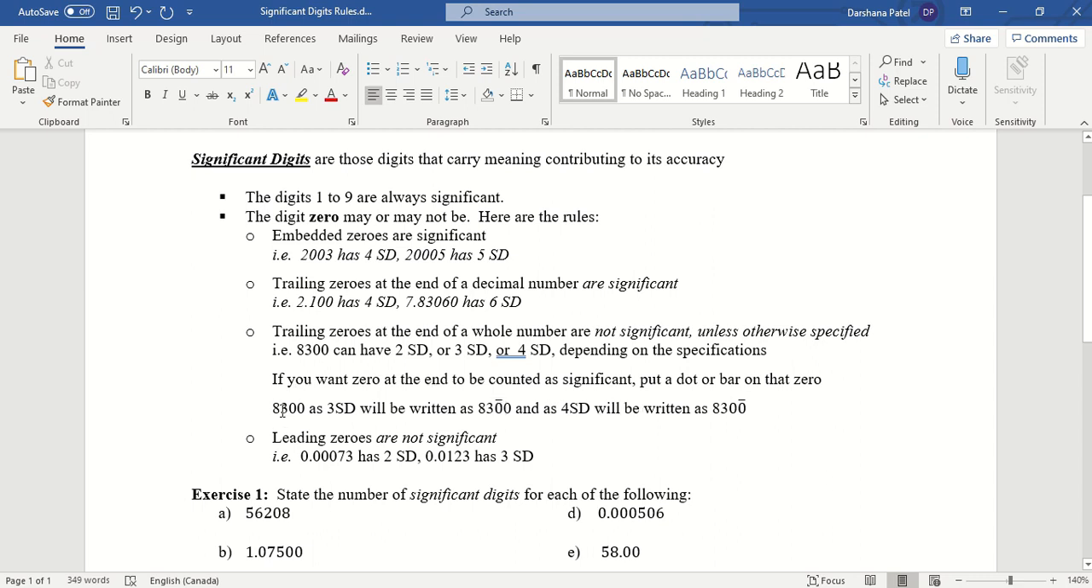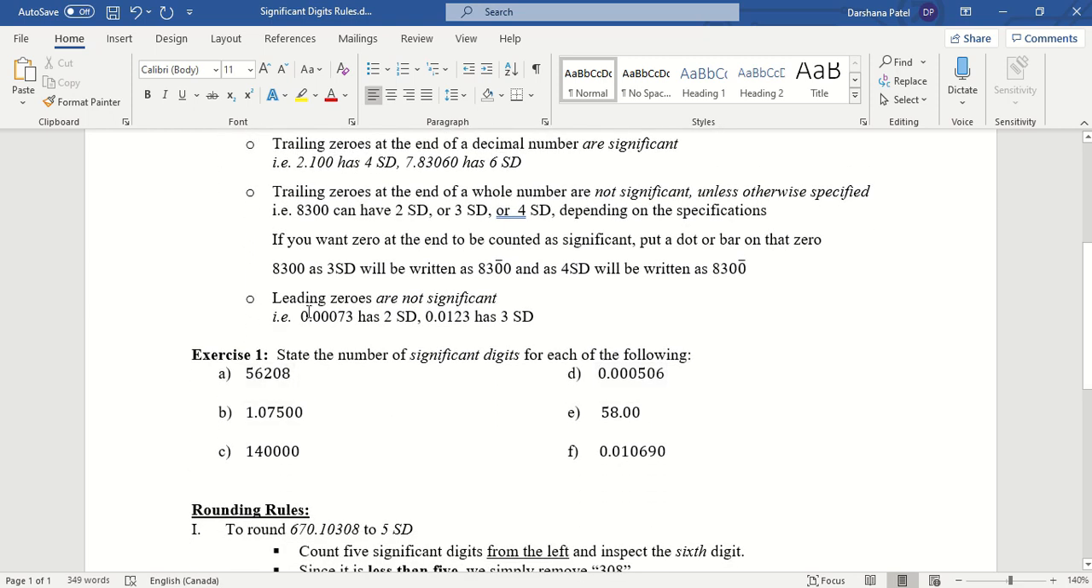If I want to make that same number four significant digits, I need to write a bar on the last 0. As soon as I put a bar on the last 0, the previous 0 automatically becomes significant because it is between two significant digits, 3 and this 0. So now this number 8300 with a bar on top will have four significant digits.